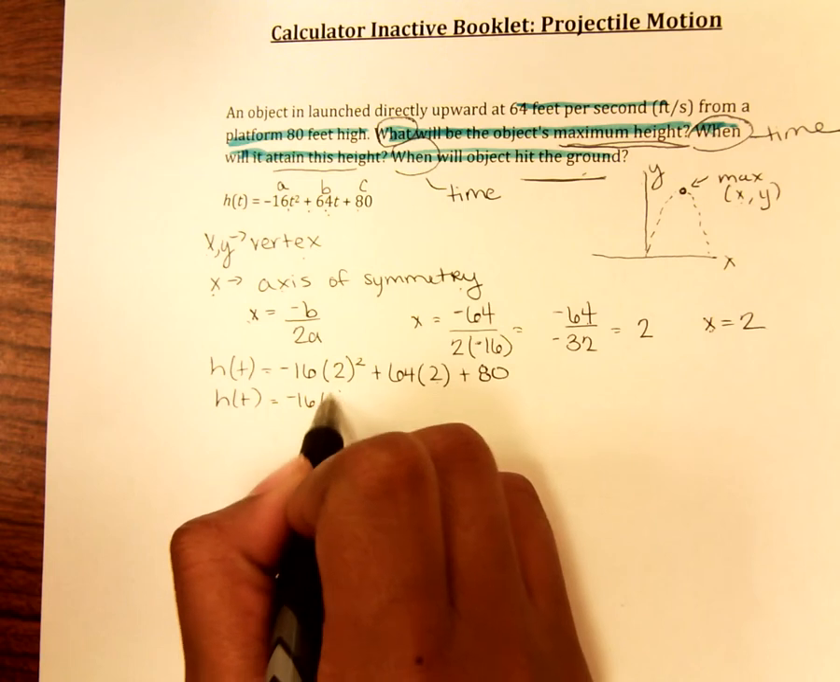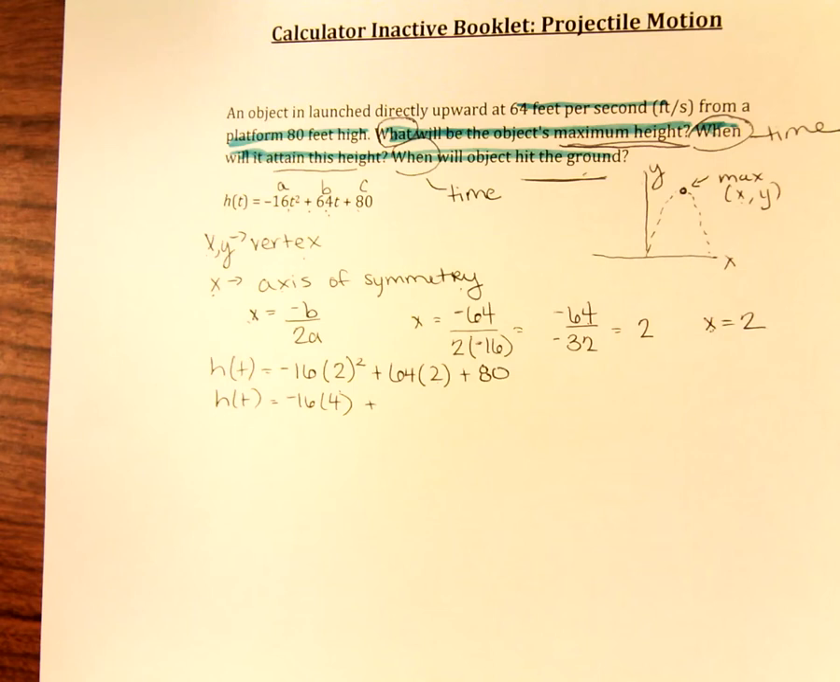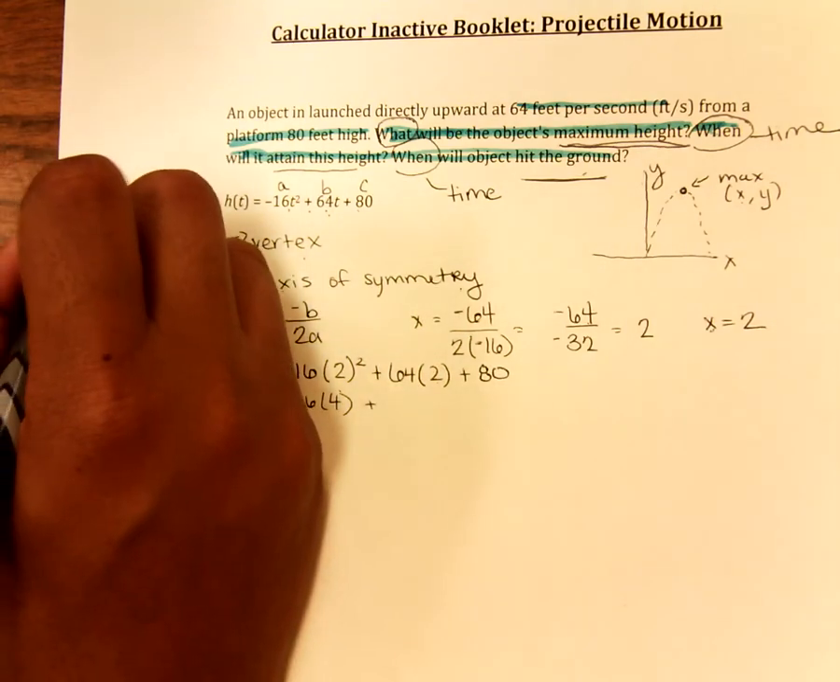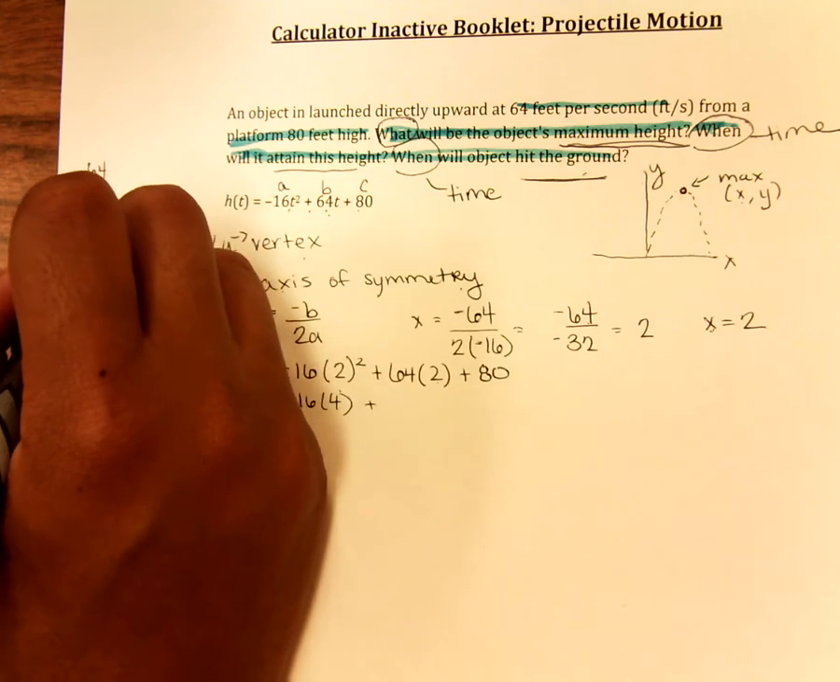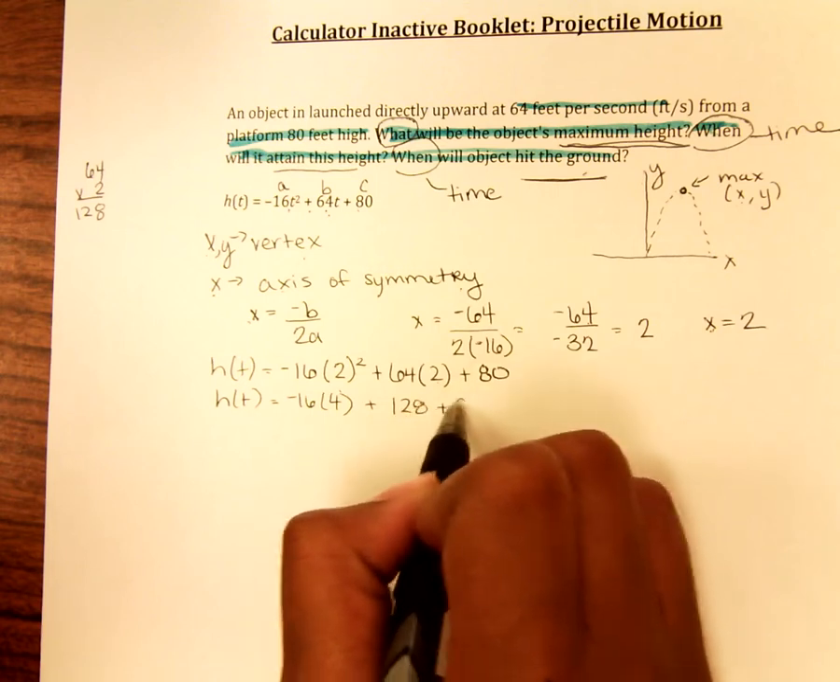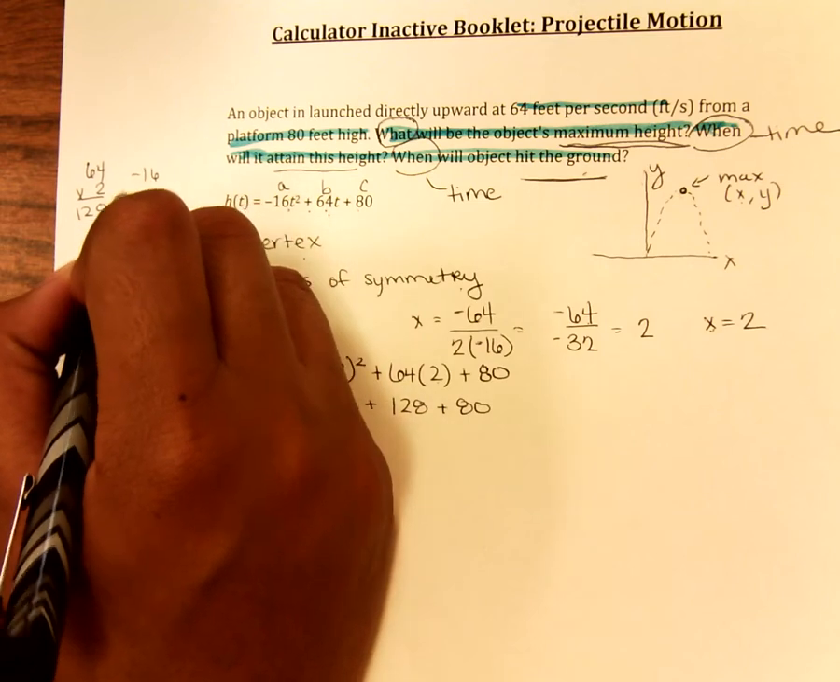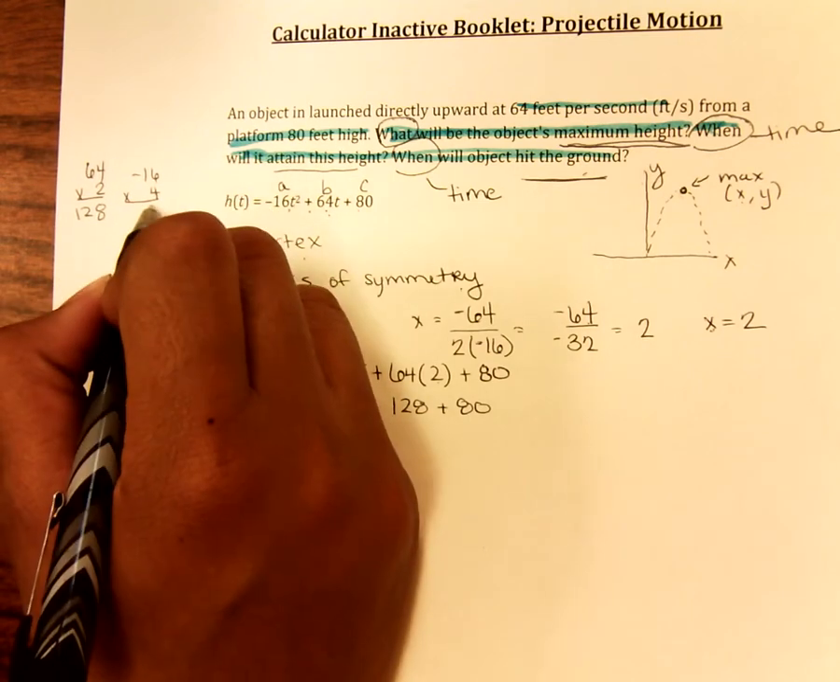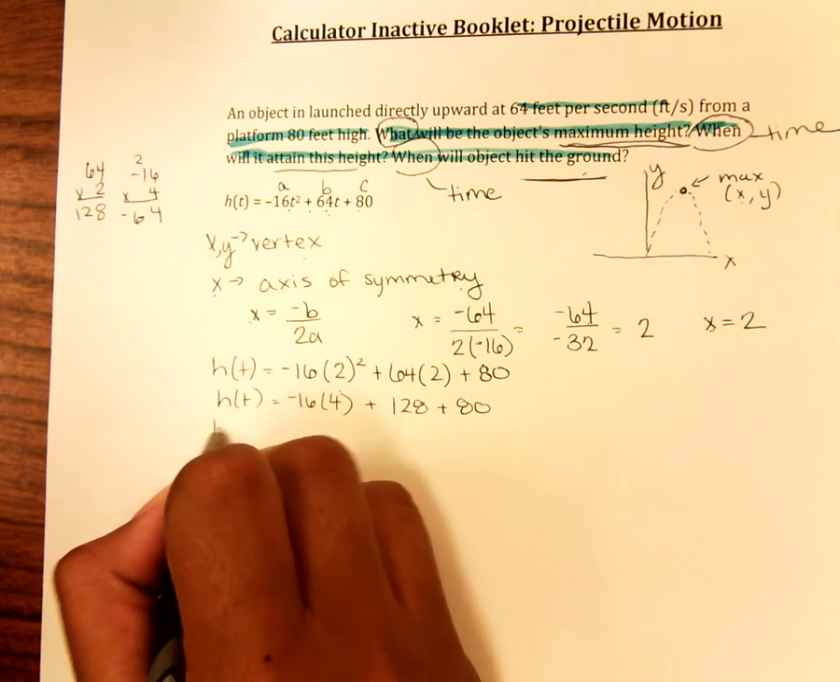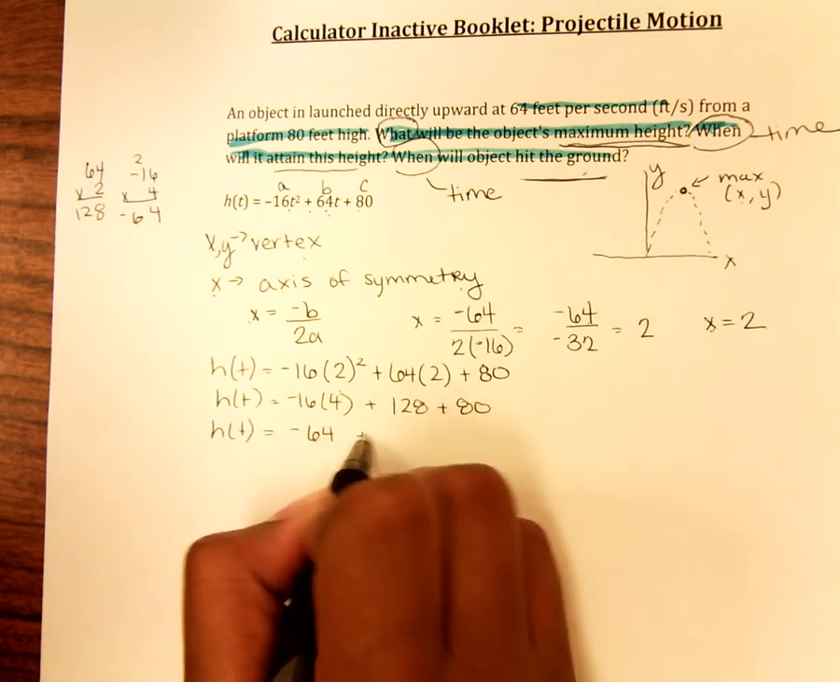Negative 16 times 4 plus 64 times 2. And if you're not sure about that math, you can do it off to the side. 64 times 2, you have 8, 128, plus 80. Now we're going to simplify negative 16 and 4. So I have that again off to the side. That's 24, 6, and bring down that negative. So I have H of T equals negative 64 plus.